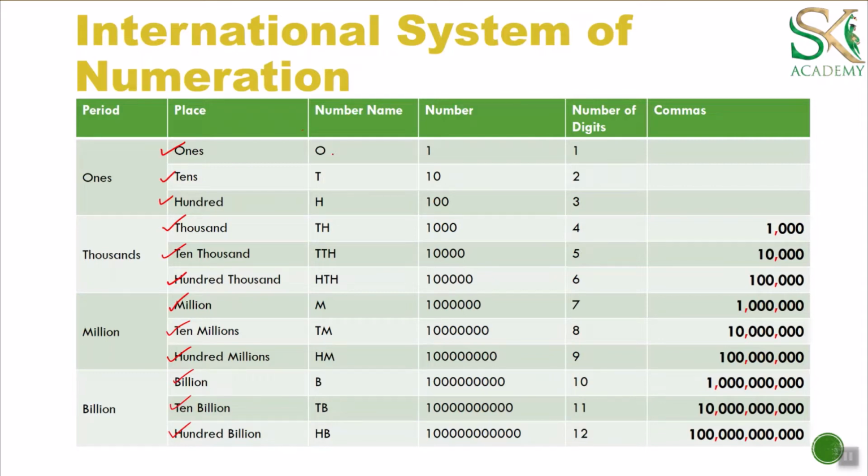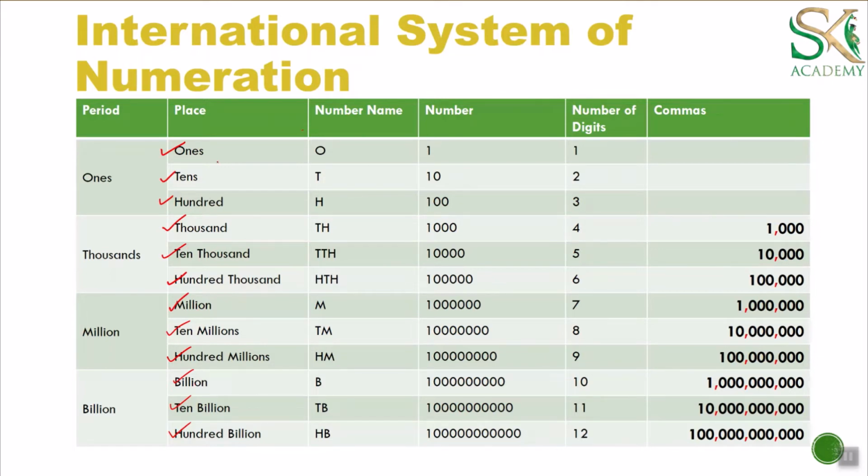If you want to represent it with a placement box, O is for ones, T is for tens, H is for hundreds, TH is for thousands, TTH is for 10,000, HTH is for 100,000, then million, 10 million, 100 million, billion, 10 billion, and 100 billion. So the international system of numeration is very easy to remember: ones, tens, hundreds, thousands, 10,000, 100,000, million, 10 million, 100 million, billion, 10 billion, 100 billion.